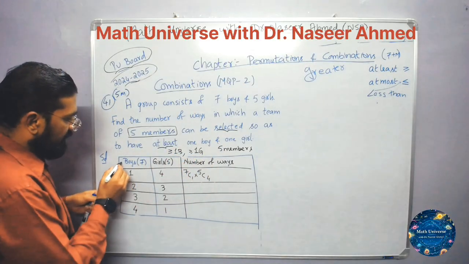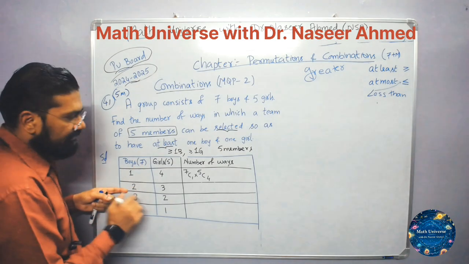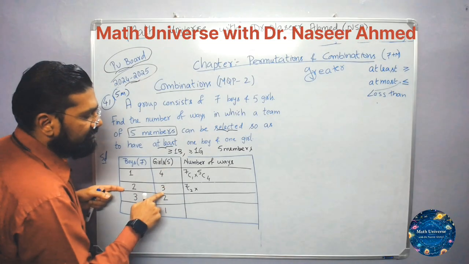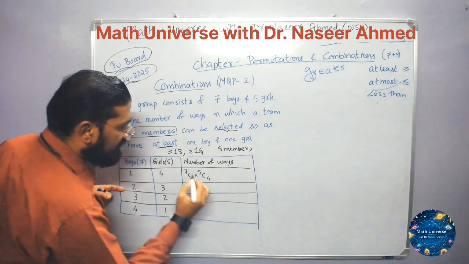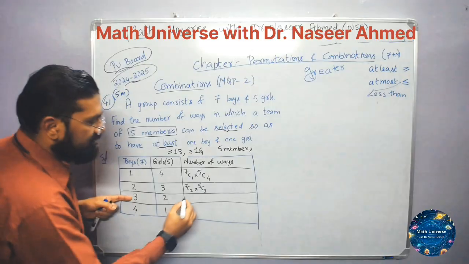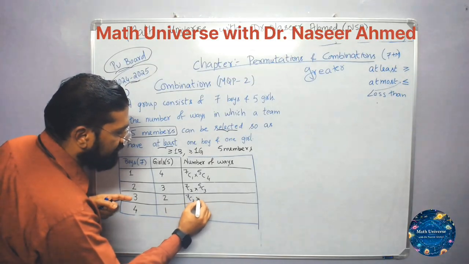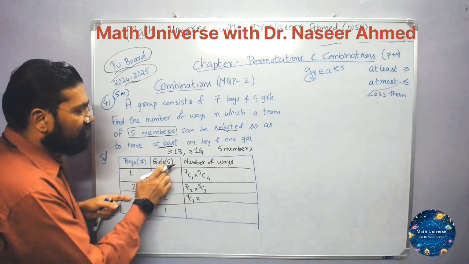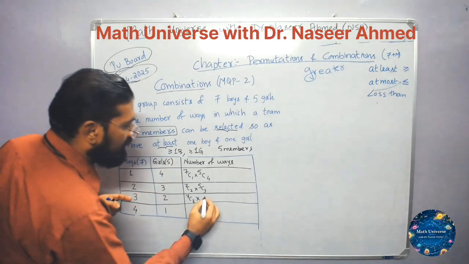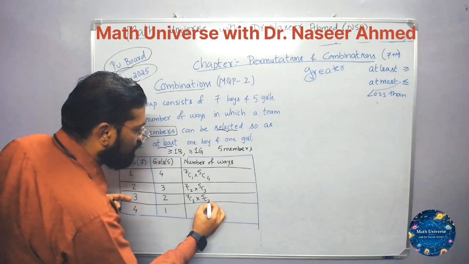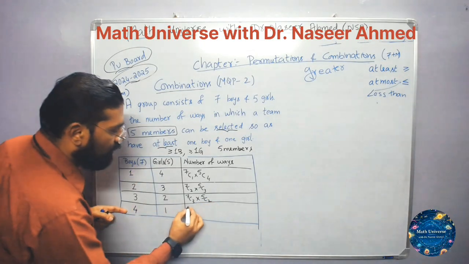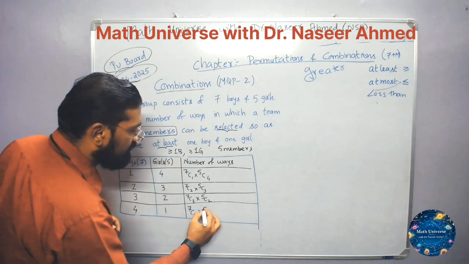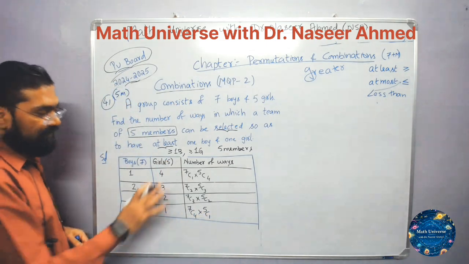Now see from here, out of 7 boys, 2 boys are taken. So 7C2 into, out of 5 girls, 3 girls are taken. So 5C3. Then out of 7 boys, 3 boys are taken. So 7C3. Why into? Both are happening, one after the other. Out of 5 girls, 2 girls can be taken. So 5C2. Then out of 7, it can be 4 boys. Then out of 5 girls, 1 girl. Now we have to simplify.